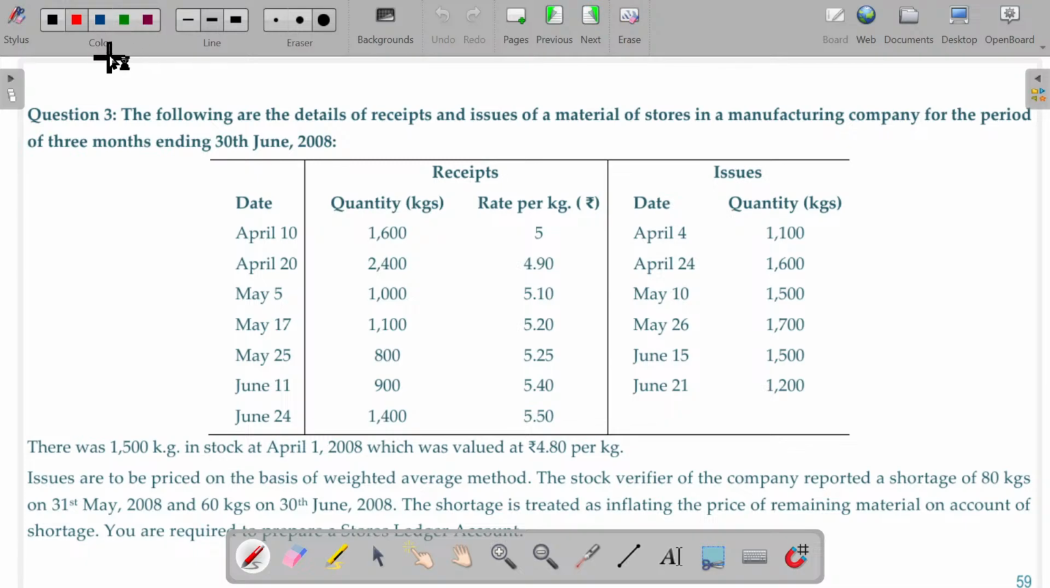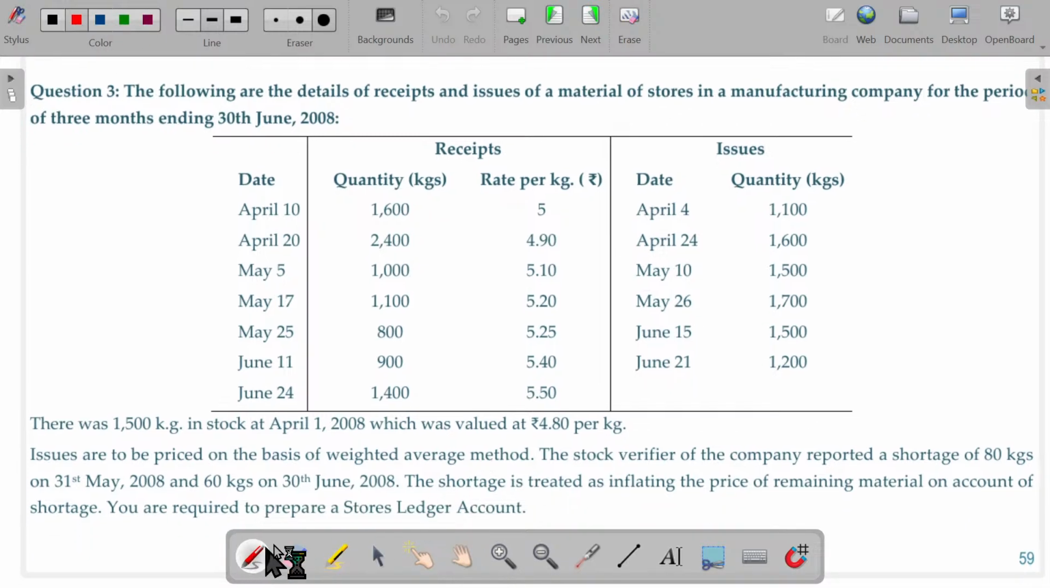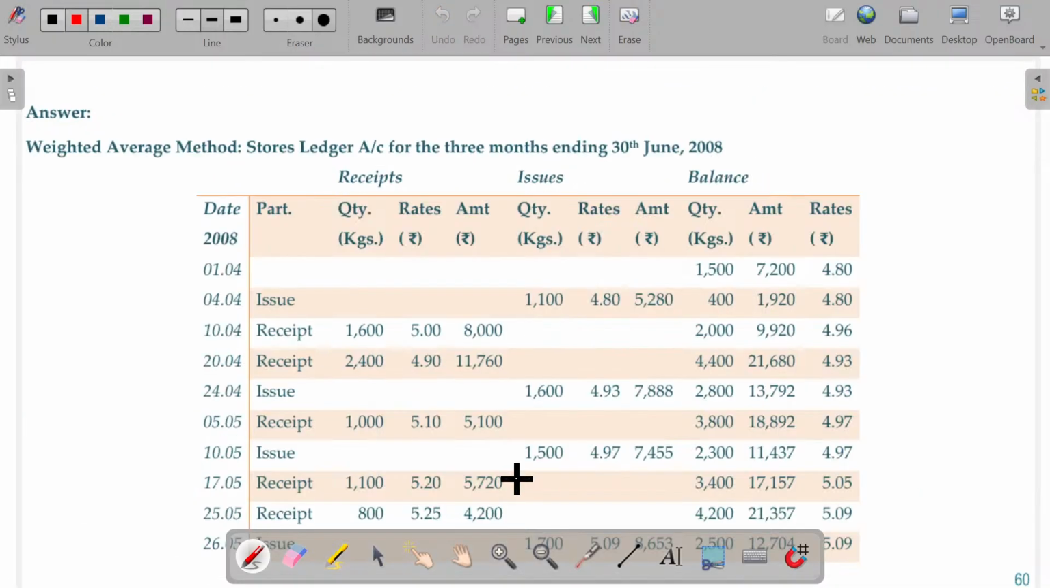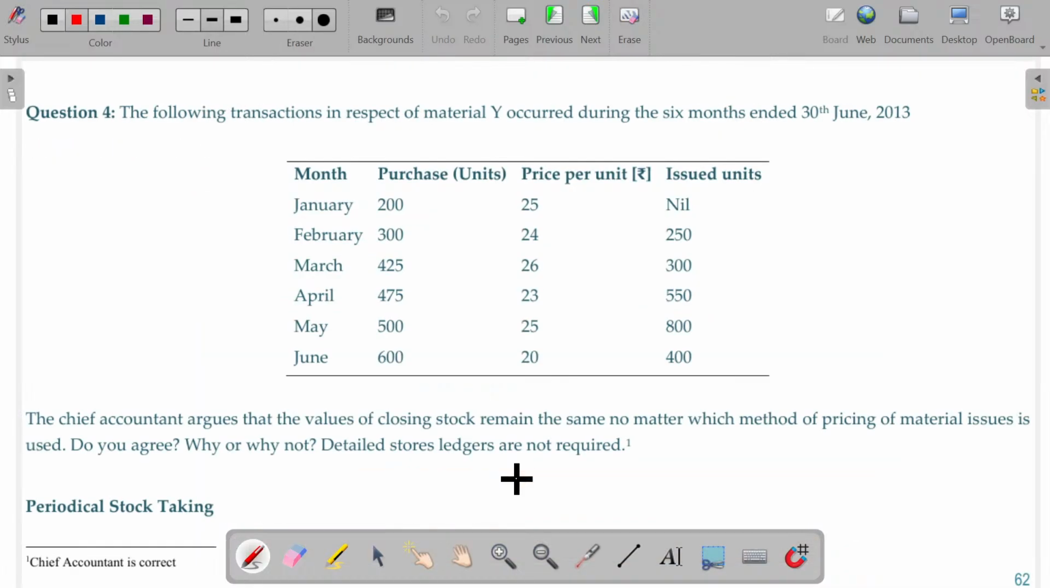Now, this question is all about the weighted average method. Hope you can solve this one yourself. So the third and fourth you can try yourself. Second and third, okay, if you have doubt you can ask me. It's very simple. The fourth question is a discussion illustration. I will try to finish that now.